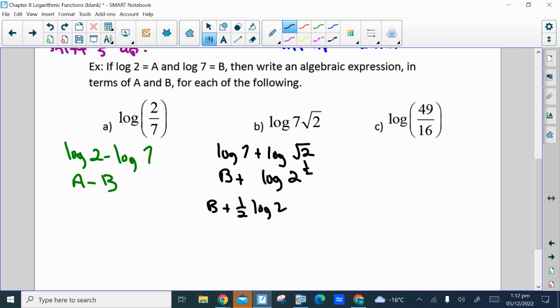And because a is equal to log 2, this will become b plus 1/2 a. So we've written it in terms of a and b.